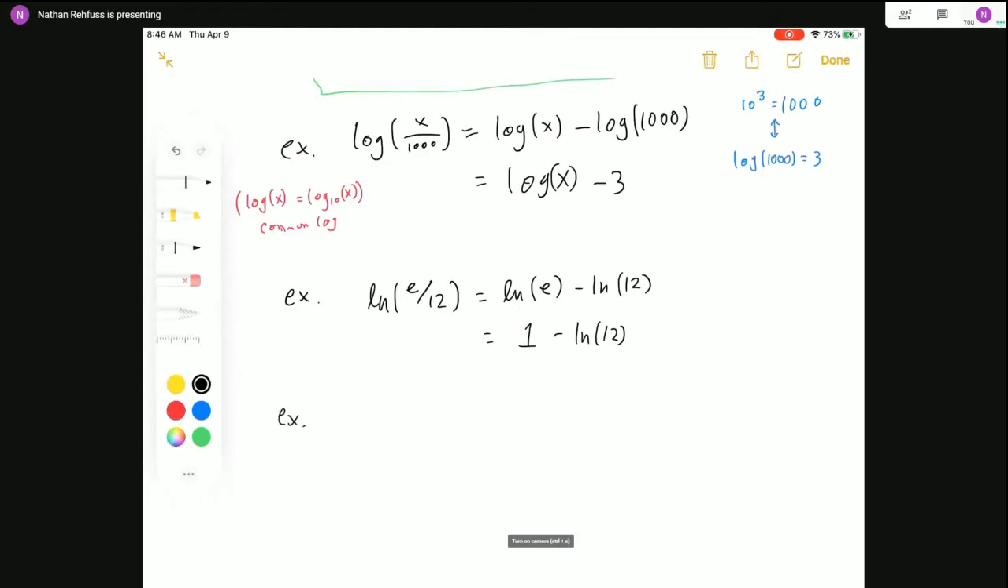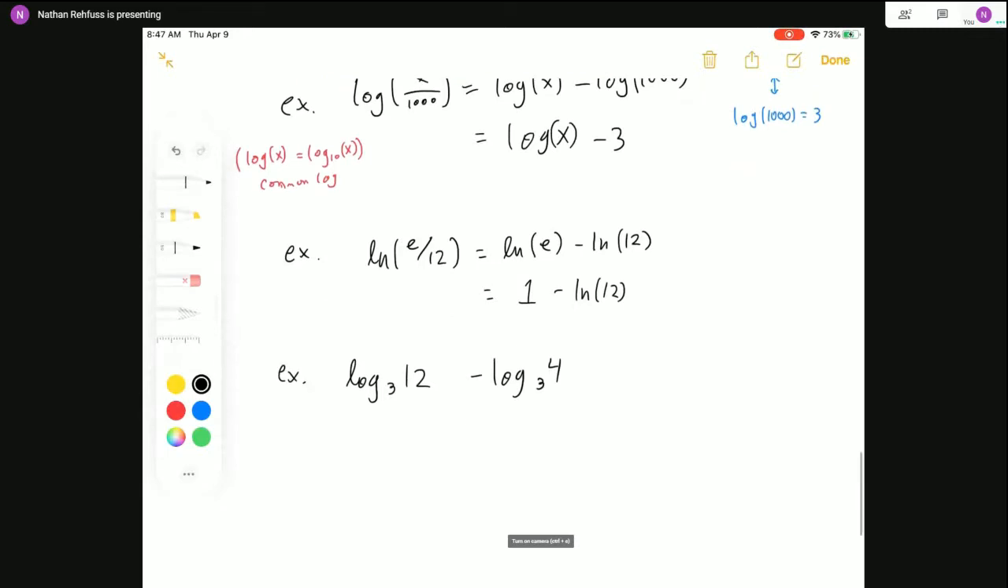If I did log base 3 of 12 minus log base 3 of 4, look at this and see if you can predict what this is going to be. We're going to use this quotient property again. Now we're going to use it in the other order. And if it helps, I could tell you that log base 3 of 4 is about 1.262. If I take 3 to the power of 1.262, I get 4. If I take 3 to the power of 2.262, I get 12. So I think you might be able to see from that what's going to happen here.